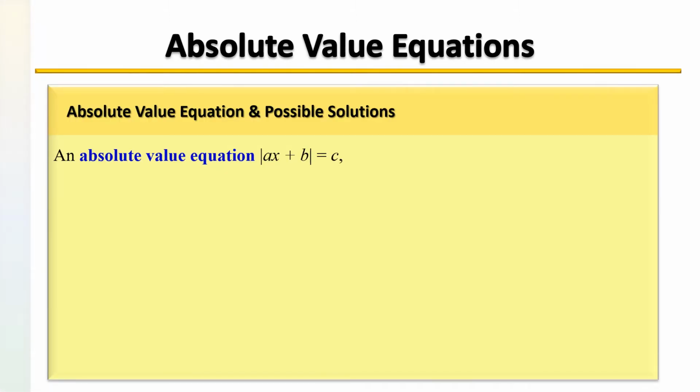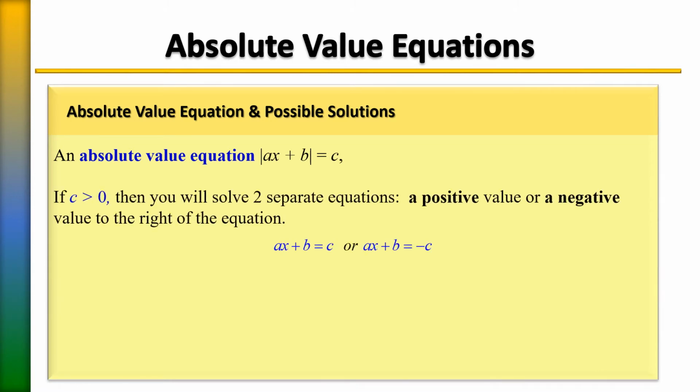An absolute value equation in the form of the absolute value of ax plus b equals c. If c, in other words, that number on the right side of the equation, is greater than 0, then you will solve two separate equations. So you'll have both a positive and a negative value to the right of the equation. So you would have ax plus b equals c, or ax plus b equals -c.